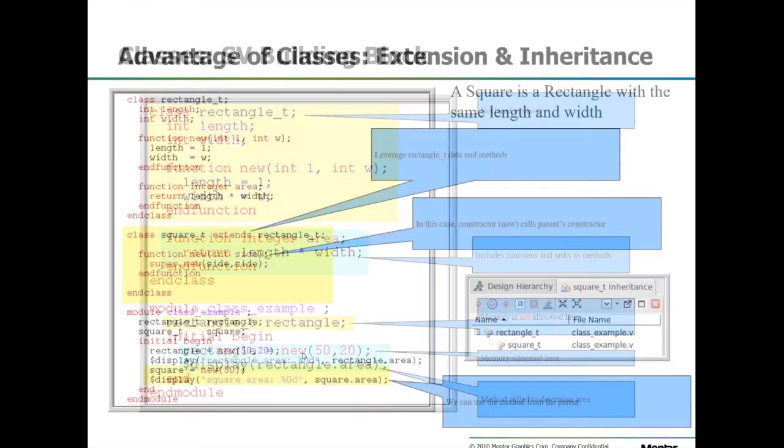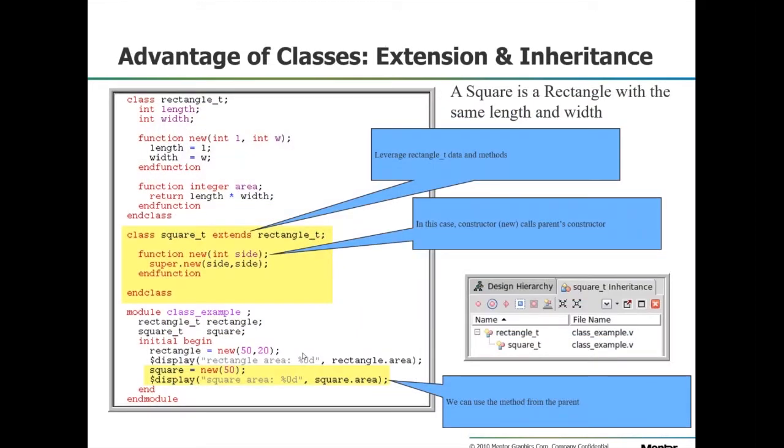Now let's look at this next example. Here I have this rectangle class that I just showed you in the last one, and this is where the idea of class extension and class inheritance comes in. This is the root of object-oriented coding. What I've done here is declare a new class type called square, and I say that it extends the rectangle type.